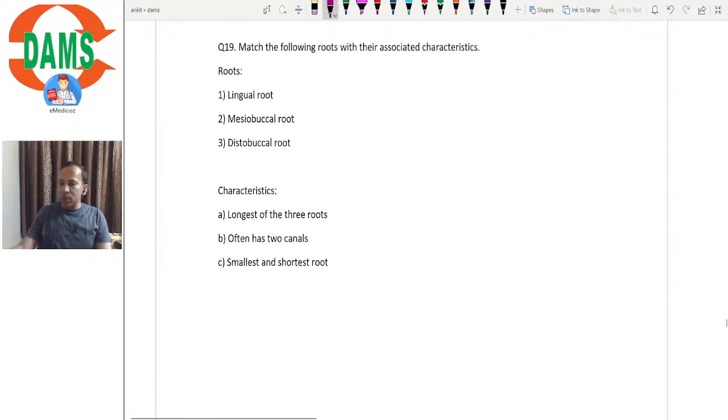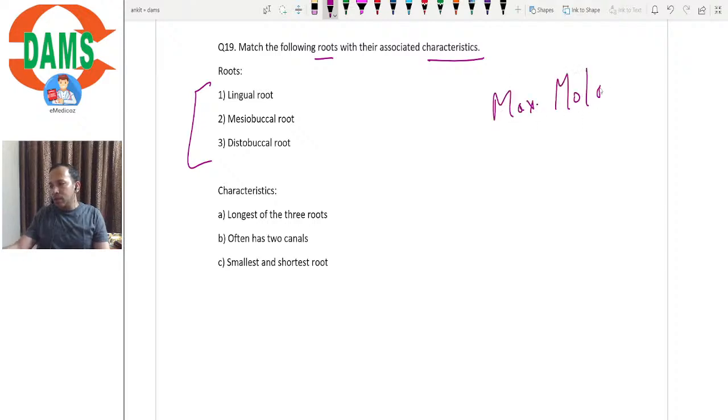Match the following roots with their associated characteristics. तो रूट्स को उनके कैरेक्टरिस्टिक्स के साथ मैच करना पड़ेगा. So lingual, mesiobuccal, distobuccal, that means the roots they are talking about are of maxillary molar, isn't it? They are talking about the roots of maxillary molars, right?